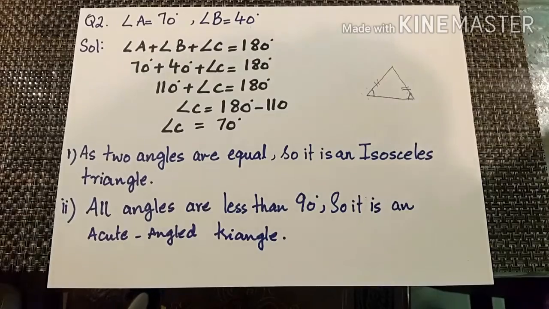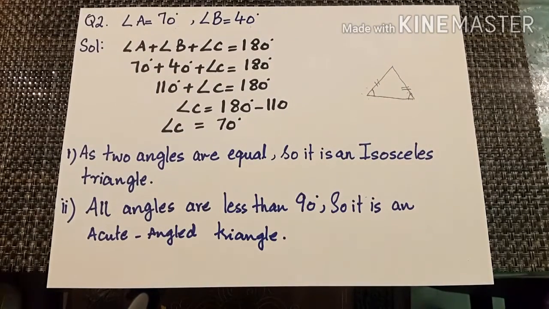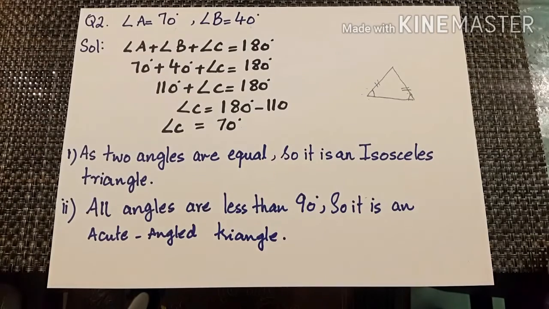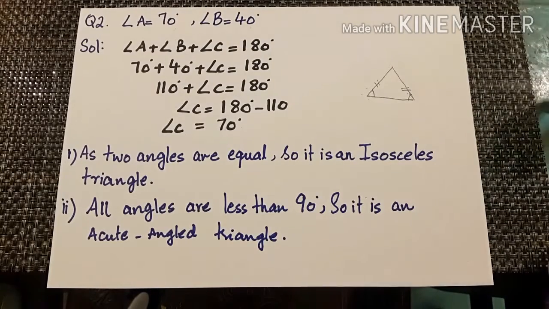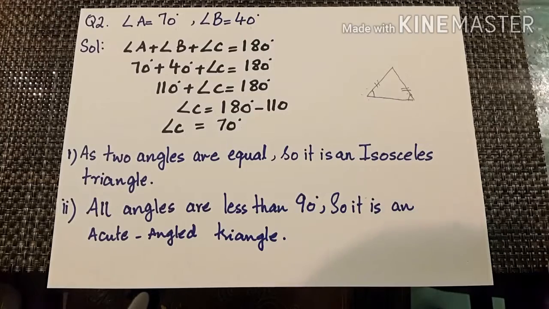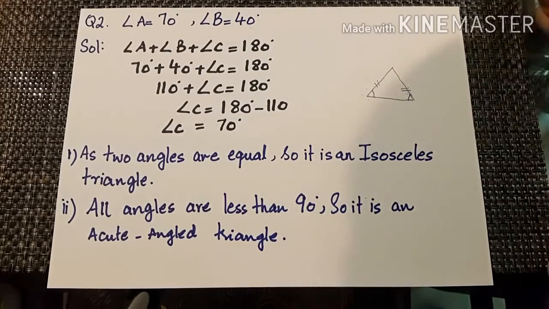Hope you have understood the concept of triangles, their classification with respect to sides and with respect to angles, the theorem of the angle sum of a triangle, that is equal to 180 degrees, and how we use it in solving questions, in identifying the triangle, whether it is isosceles, acute angled, obtuse, right or scalene.